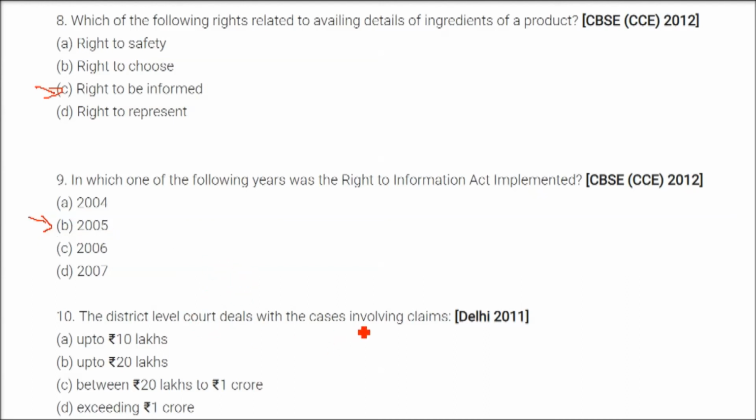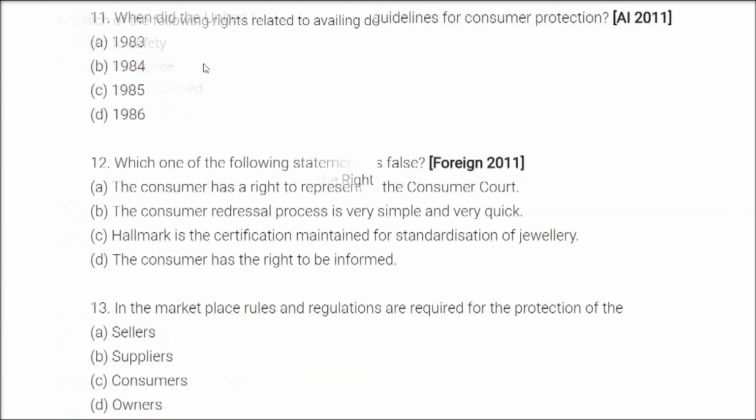The district level court deals with cases involving claims. This we have already seen. So the answer is up to 20 lakhs. This 20 lakhs to 1 crore is the state level, and the national level is exceeding 1 crore.